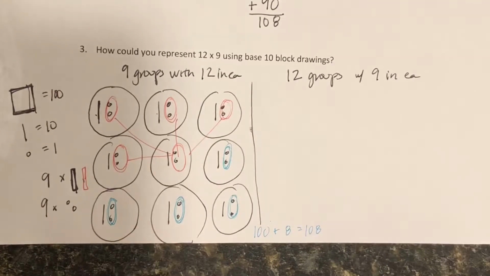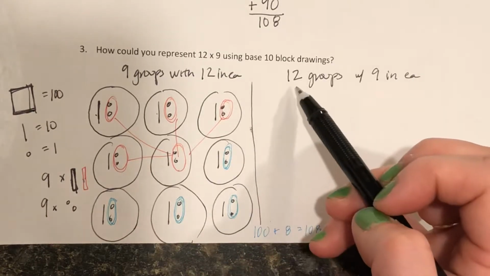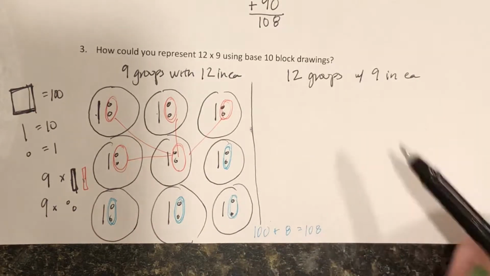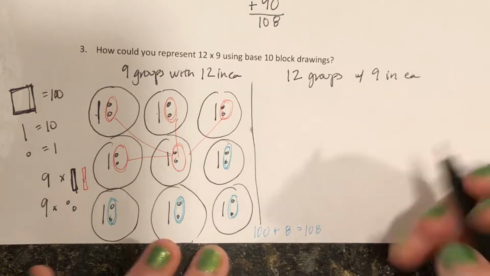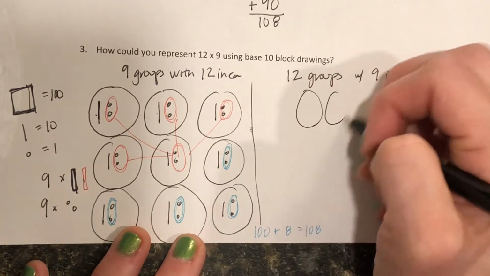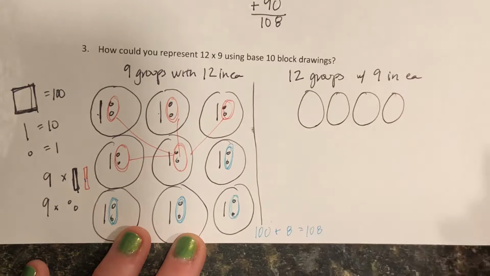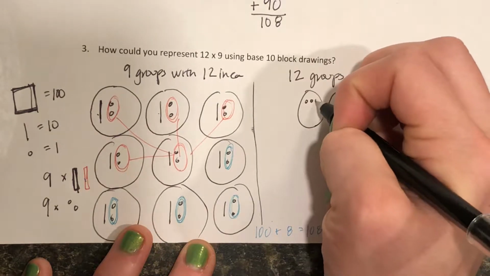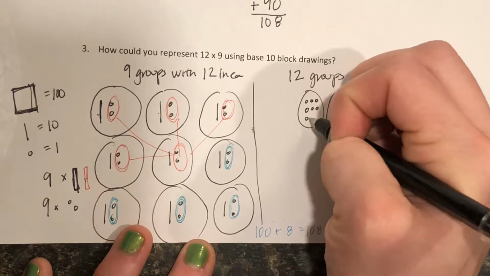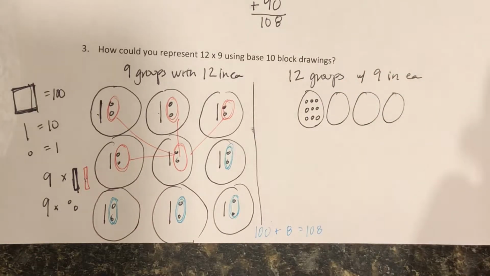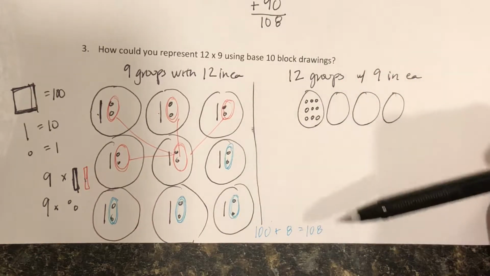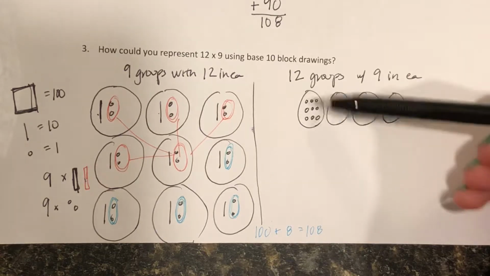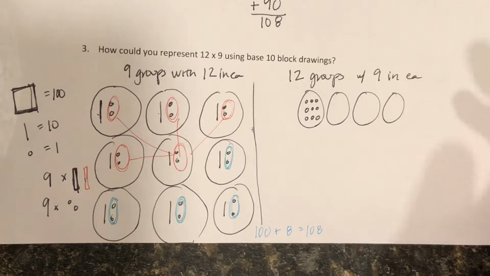So I want you to try it. How would you repackage if you were thinking of it as 12 groups of 9? In this one, you're going to have to draw out your 12 groups, so maybe like that. And in each group is going to go 9 little ones. Draw those out, and then I want you to see what it would look like to repackage 10 at a time into a 10 stick.